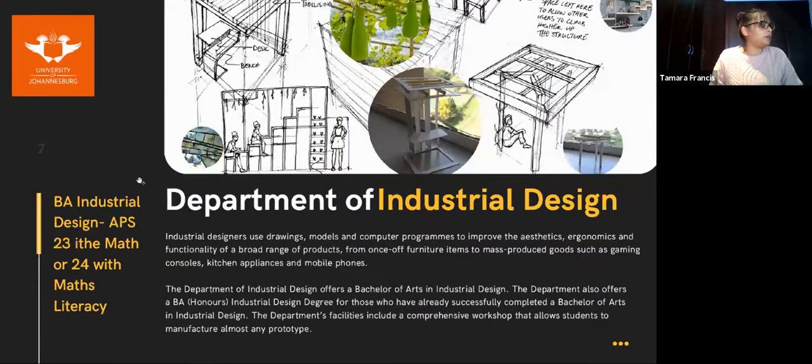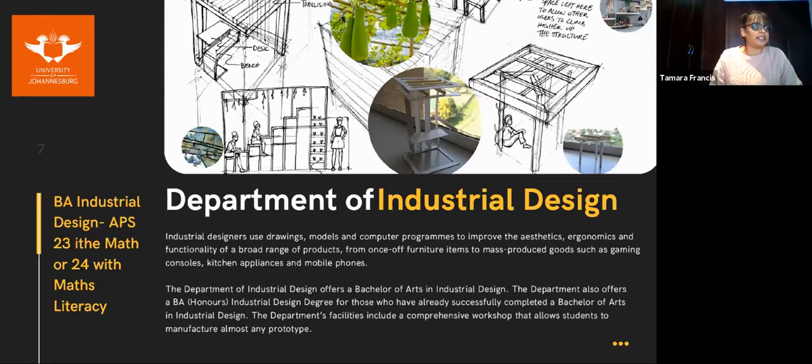Okay, then we have the Department of Industrial Design. So industrial designers use drawings, models, and computer programs to improve aesthetics, ergonomics, and functionality of a broad range of products, from one-off furniture items to mass-produced goods such as gaming consoles, kitchen appliances, as well as mobile phones. The Department of Industrial Design offers a Bachelor of Arts in Industrial Design, but it also offers your honors, your BA honors in Industrial Design degree for those who have already successfully completed the Bachelor of Arts.